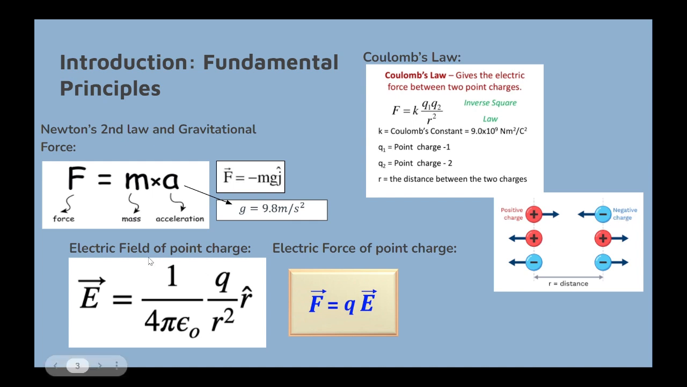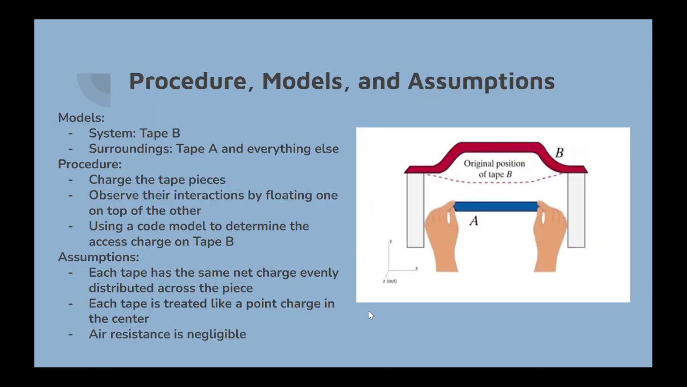We'll also be using the electric field of a point charge, which is Coulomb's constant times Q over R squared, R hat, and the electric force of a point charge is force equals Q times the electric field. The models of this system are: the system is tape B, the floating one right here. Surroundings are tape A and everything else.